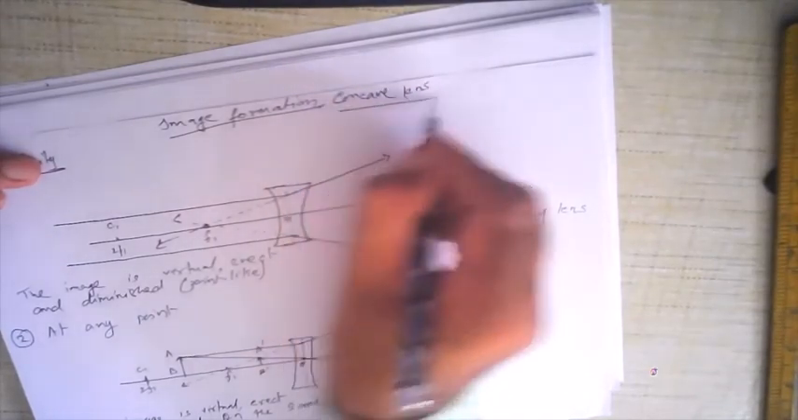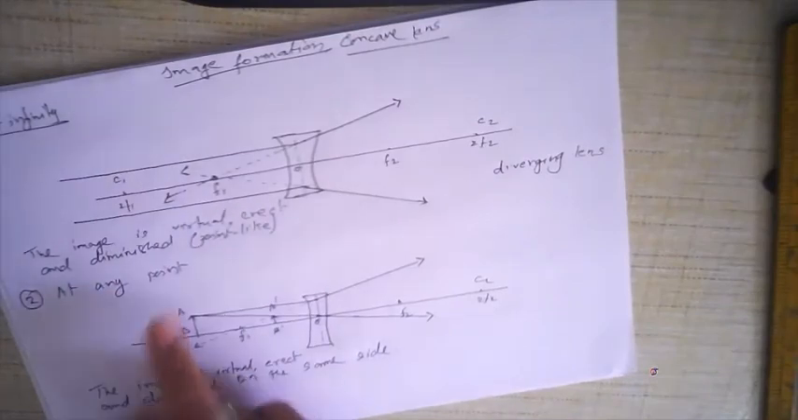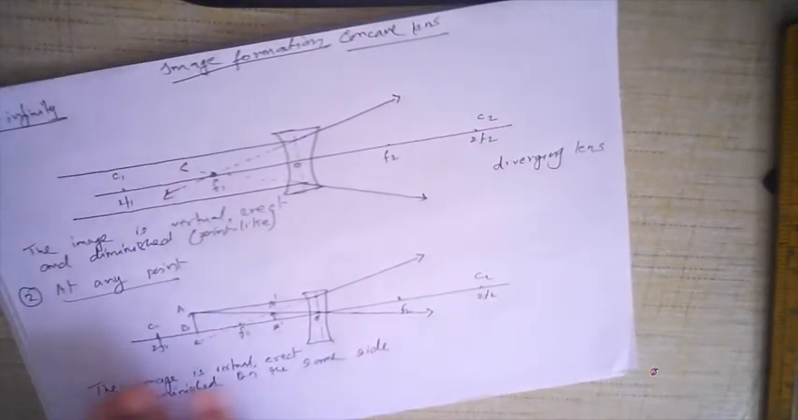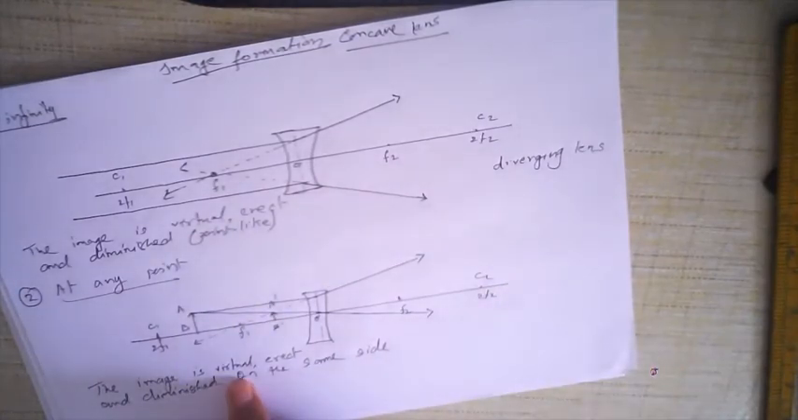There are only two positions: at infinity, or at any point, beyond the center of curvature or between center and focus. You can place it anywhere. The image will always be virtual, it will always be erect, and it will be diminished.